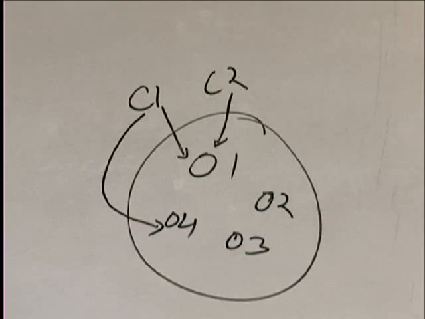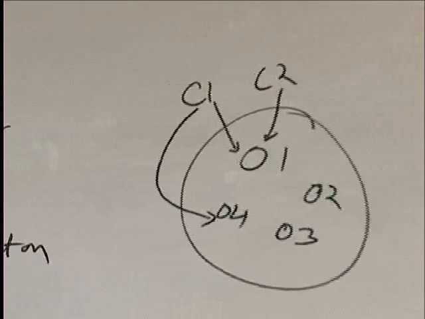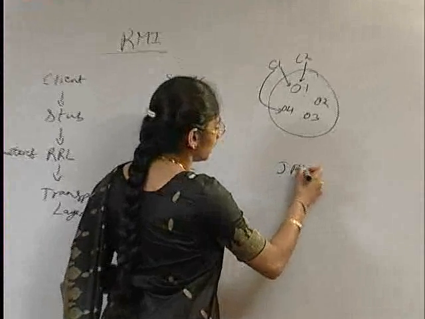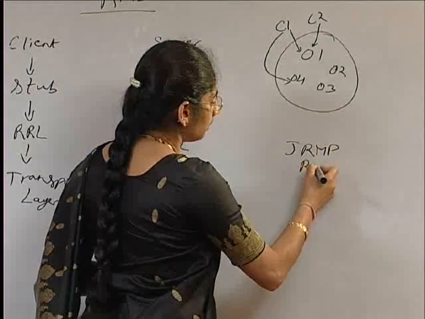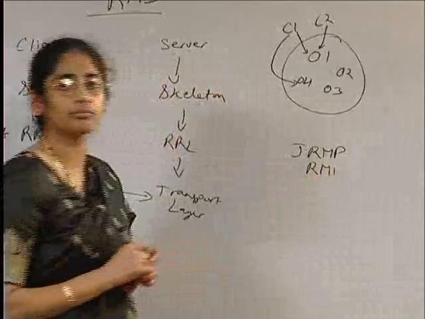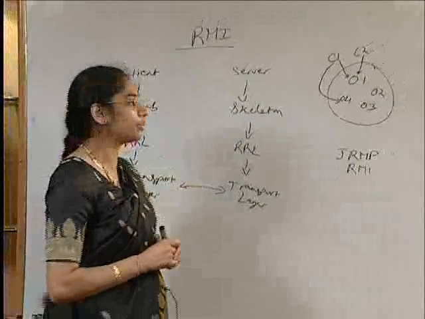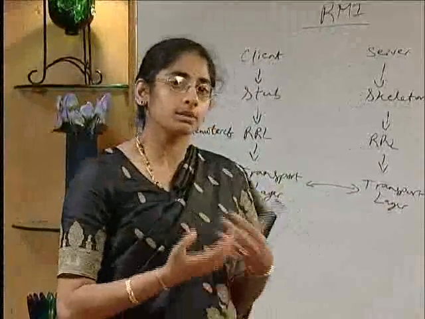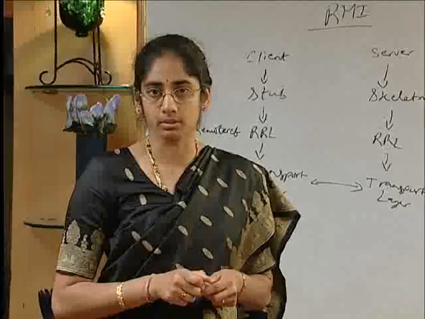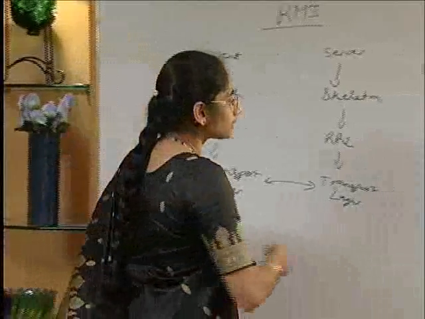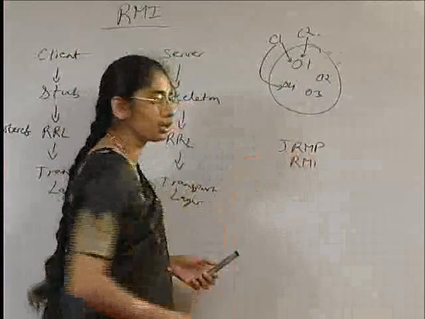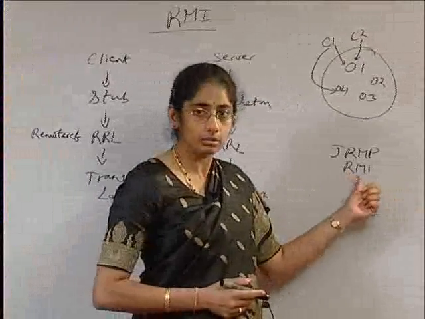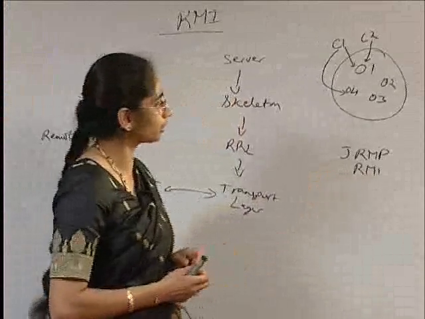Now what is the protocol that we use to talk to remote objects? It was previously called the JRMP protocol, or otherwise known as the RMI protocol. This is a proprietary protocol, so RMI works with only Java to Java communication. JRMP stands for Java Remote Method Protocol. RMI we already know, Remote Method Invocation Protocol.